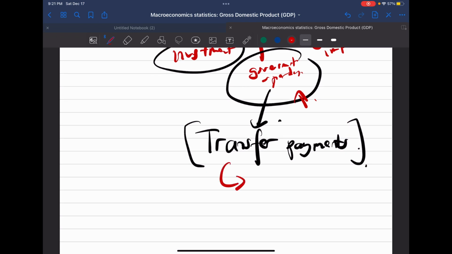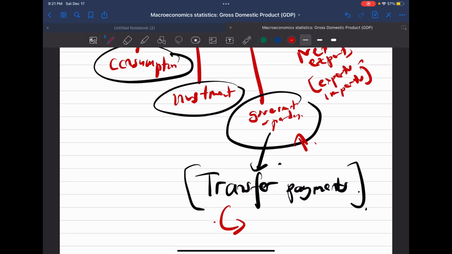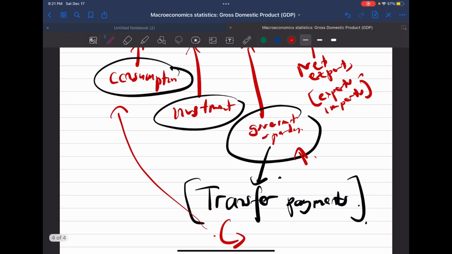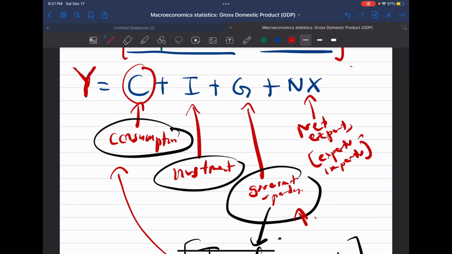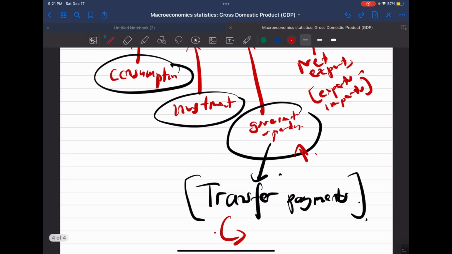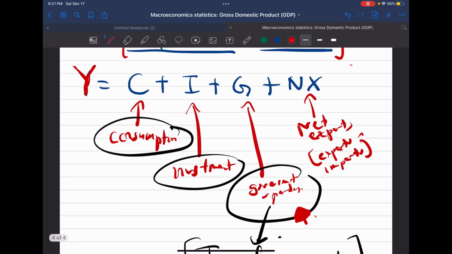Why? Because these checks then will be used by individuals for consumption. So when individuals use, let's say, the unemployment check given by the government for consumption, only then does that count toward the GDP, but through the consumption component, not the government spending component. So government spending is more like the government spending on public infrastructure. That's government spending, right?